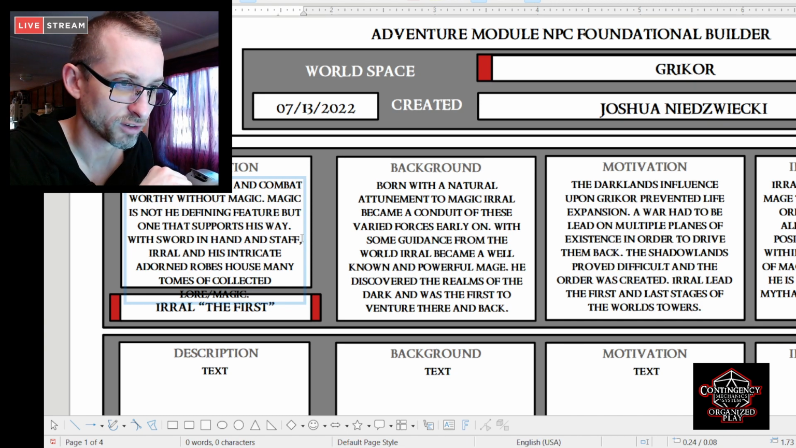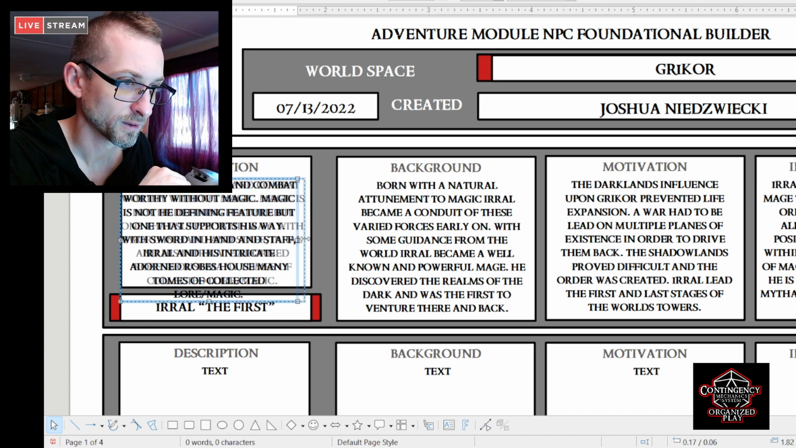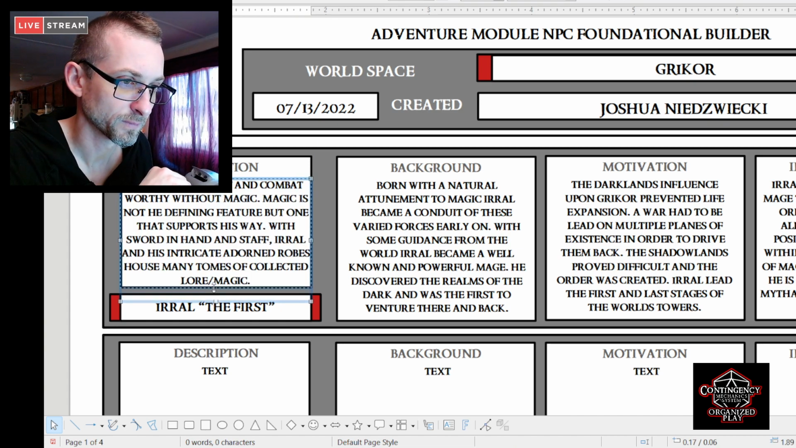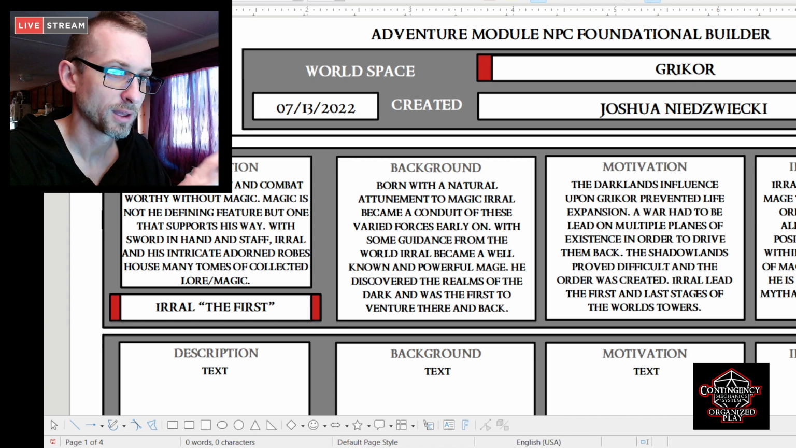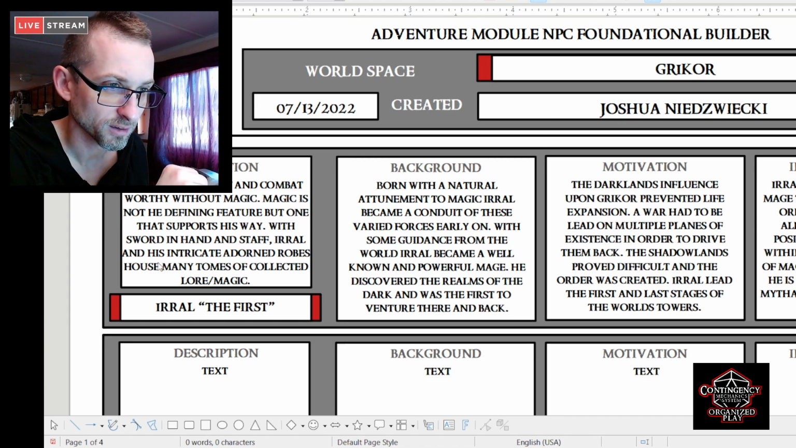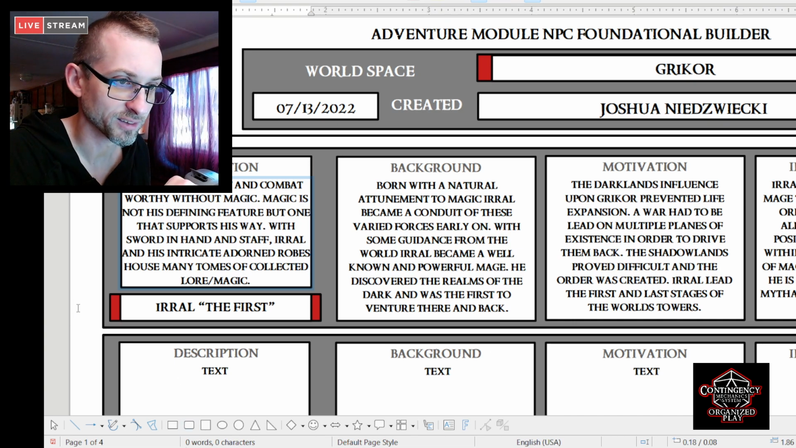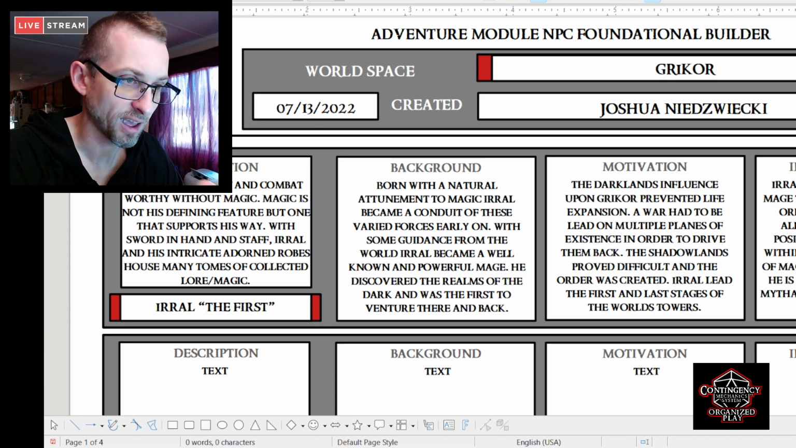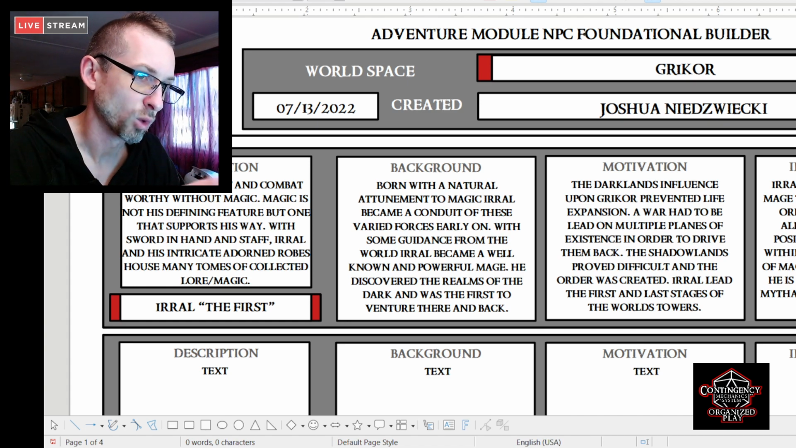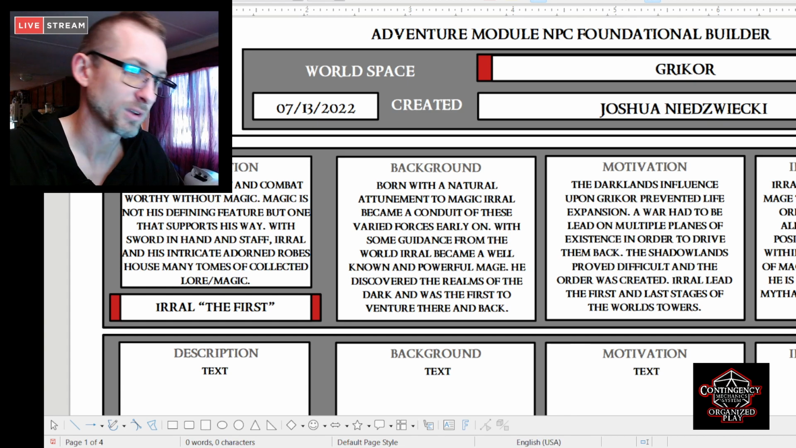Now expand this just a bit out so that it will space properly. Like so. So, Aral is well built and combat worthy without magic. Magic is not. I'll fix that. Like so. Magic is not his defining feature, but one that supports his way. With a sword in hand and staff, Aral and his intricate adorned robes house many tomes of collected lore and magic. That's simple. We're not depicting anything else beyond that. We don't have to. He's foundation.